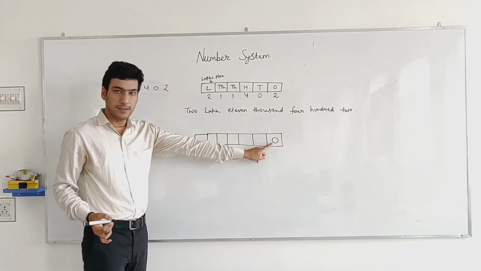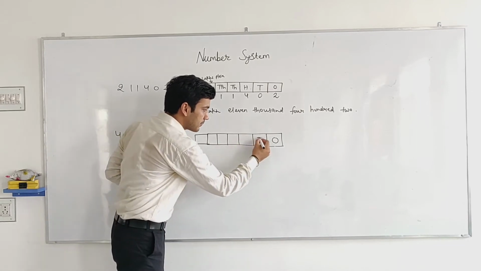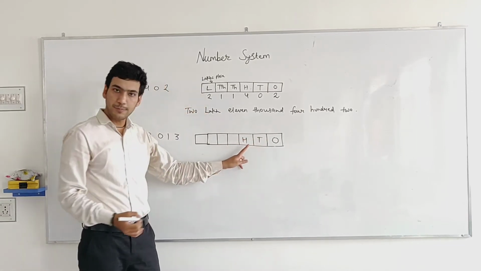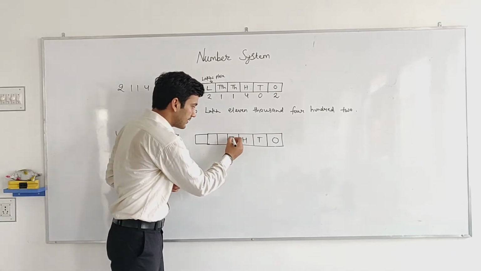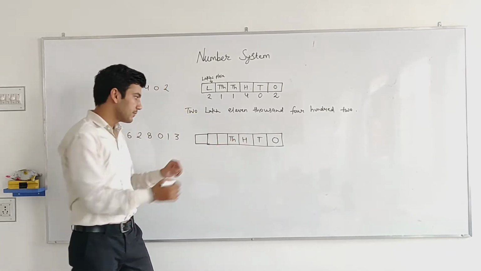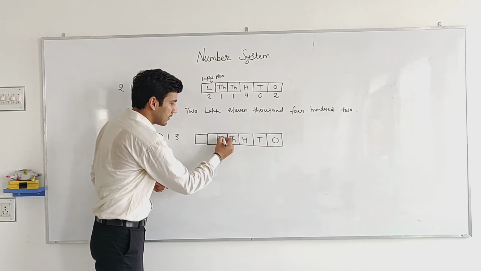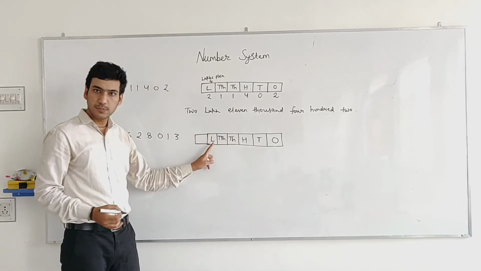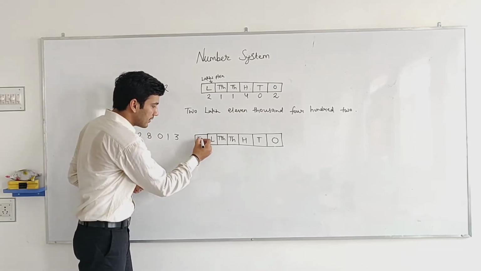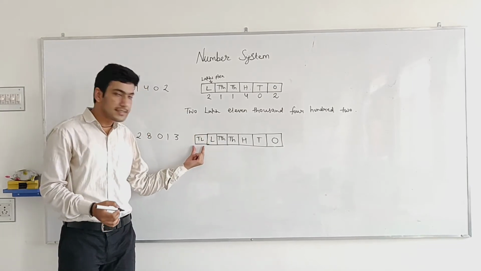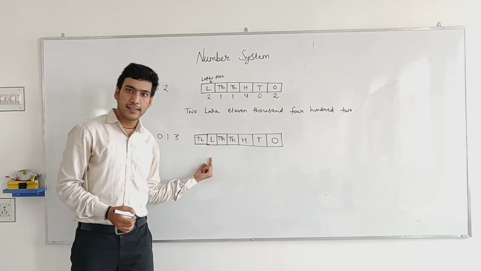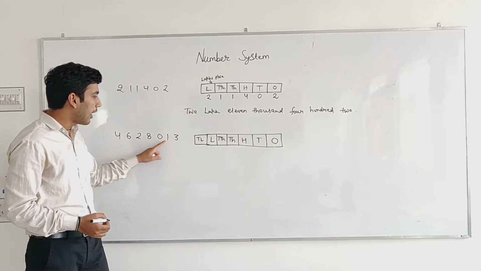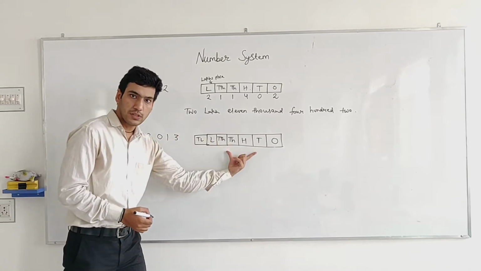This is my ones place. Next is my tens place. This is my 100 place. This is my 1000 place. This is 10,000 place. Next lakhs place, and next 10 lakh place. This 7th place from the right side is your 10 lakh place. Okay. Now how I write these numbers on this place value chart?